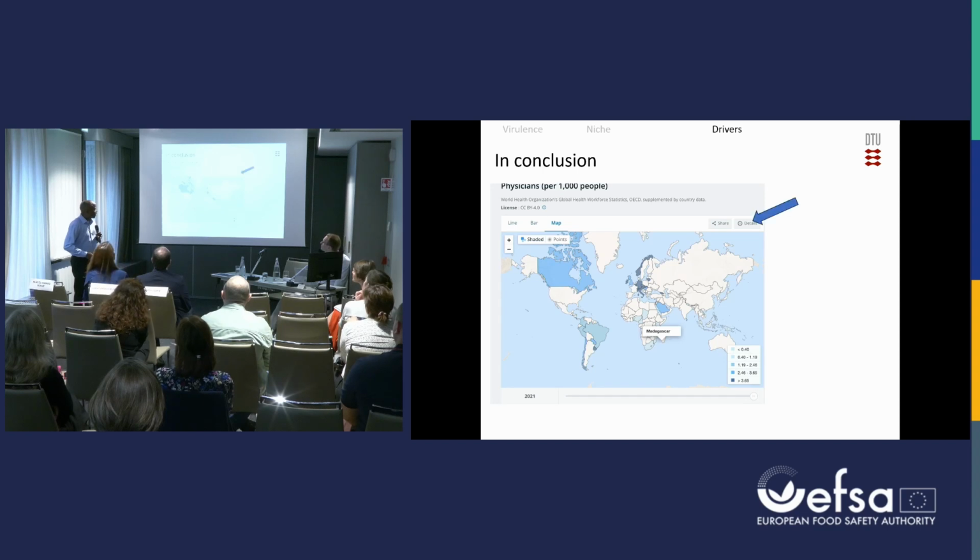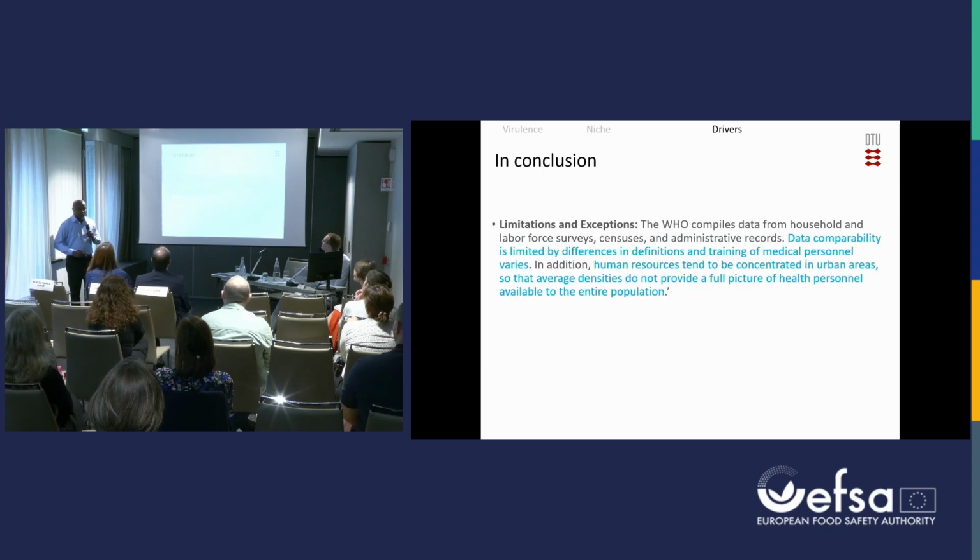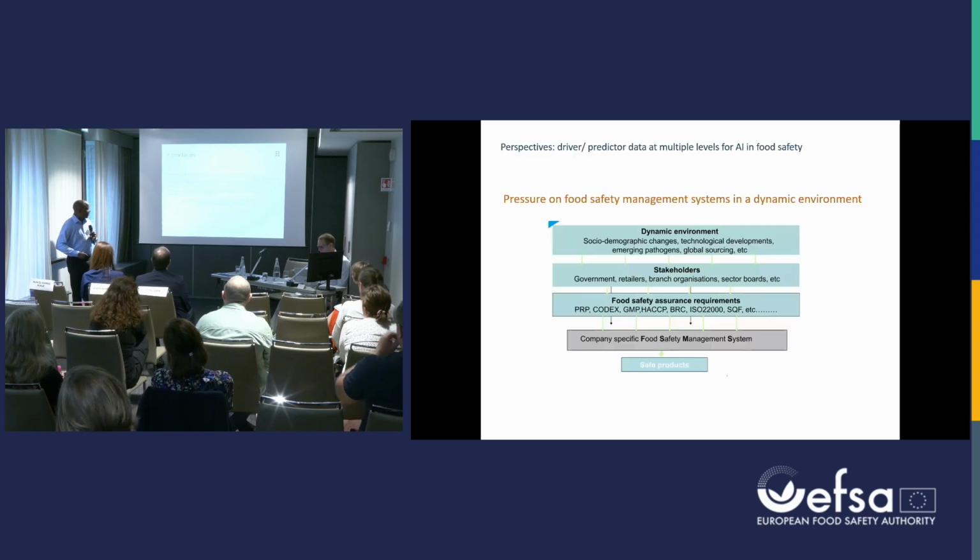But if you press on the details, they also give a disclaimer deep down in the document that data comparability is limited by differences in definitions, and training of medical personnel will vary. Not all physicians are trained the same. Also, human resources are focused on the urban area. So it's really important to look also at the details that are deep down coming with the data. This might also influence a lot.